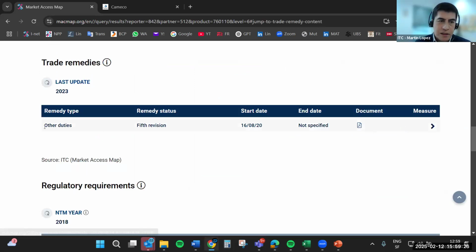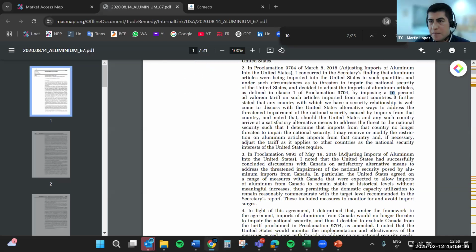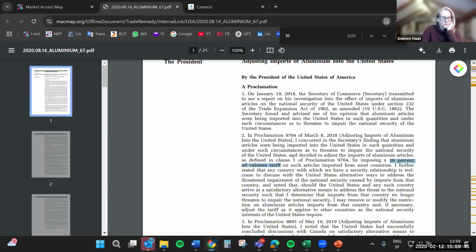And yeah, it has to do with other duties. Yeah, there is this additional duty that should be paid. Well, there is the regulation. I think this has to do with a 10%. Yeah, it's a 10% additional duty that should be paid. It was just increased to 25% yesterday.